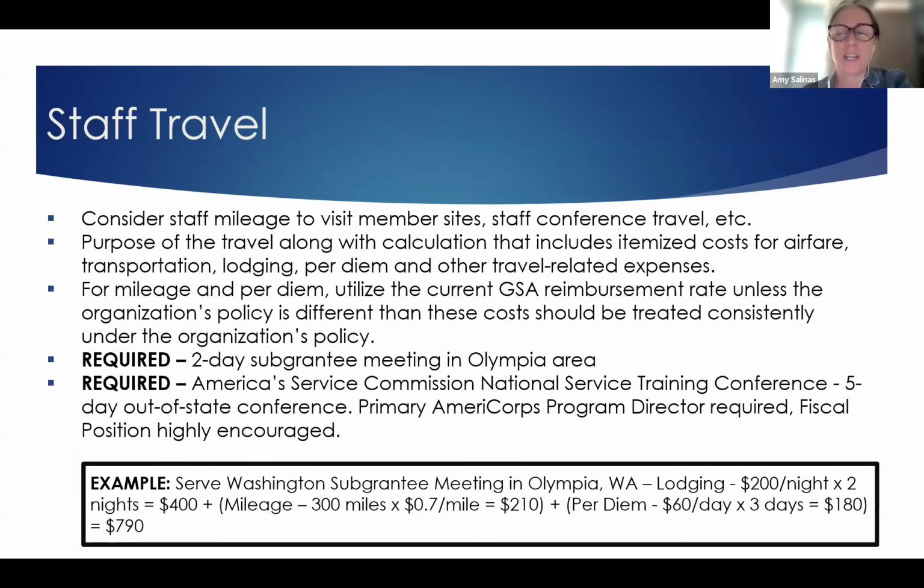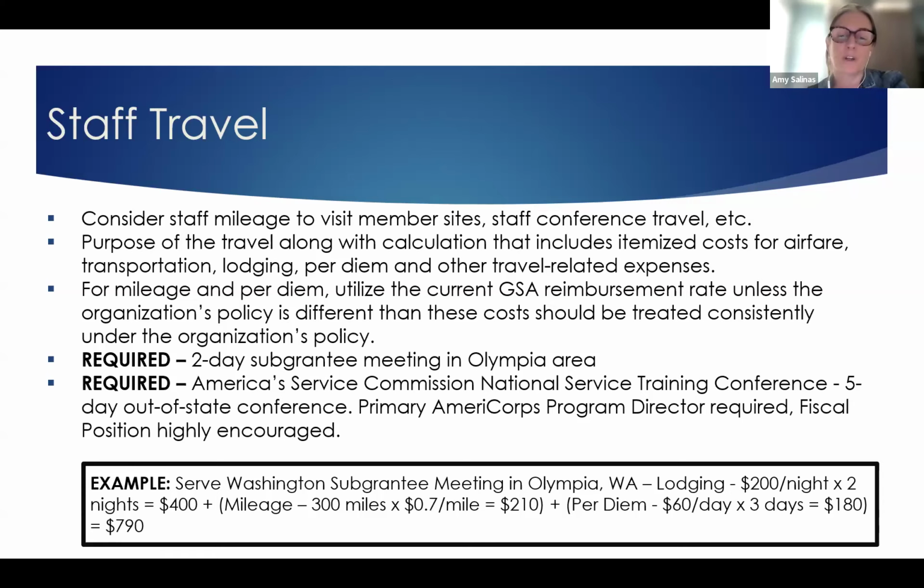The third subsection, section C, is both staff and member travel. In this staff travel section, you need to consider staff mileage to visit member sites, maybe staff conference travel, member mileage for special events, long distance travel for member training, member conference travel, etc. For all the travel that you put in this section, you need to describe the purpose of the travel along with a calculation that includes itemized costs for any of that travel, like airfare, transportation, lodging, per diem, and other travel-related expenses. For mileage and per diem, you need to utilize the current General Services Administration reimbursement rate unless your organization's policy is different than these costs. And that should be treated consistently under your organization's policy.